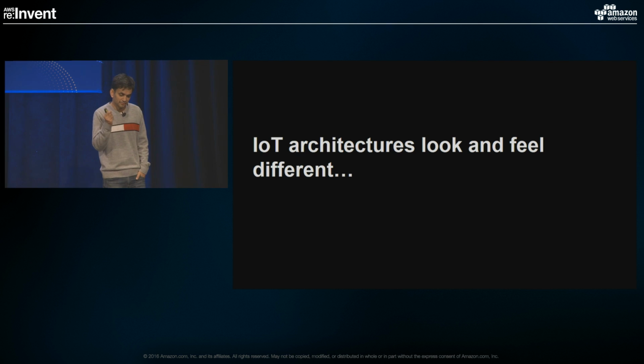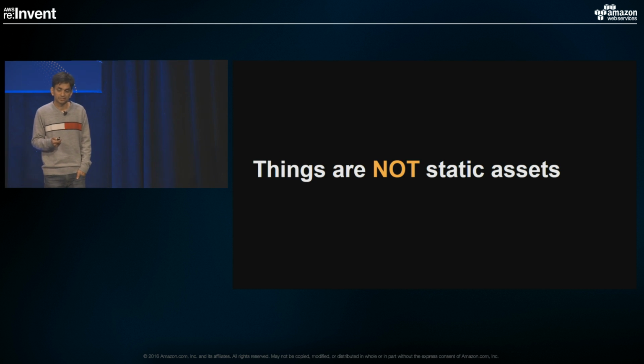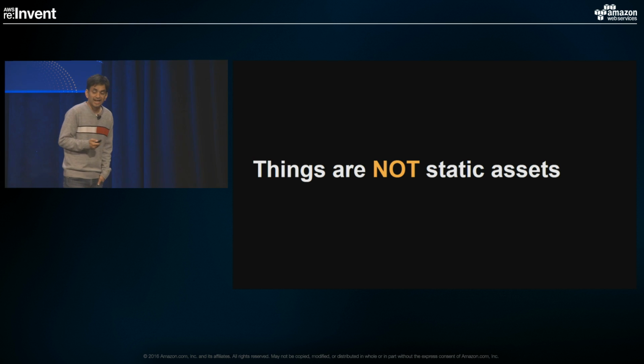So with that few data points of what Lineage or industrial is doing, let's talk about why IoT architectures feel different. Now, things are not static assets.